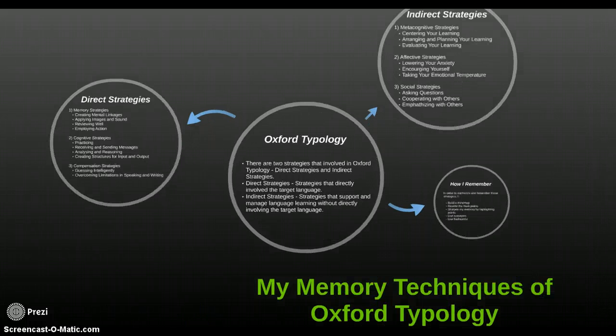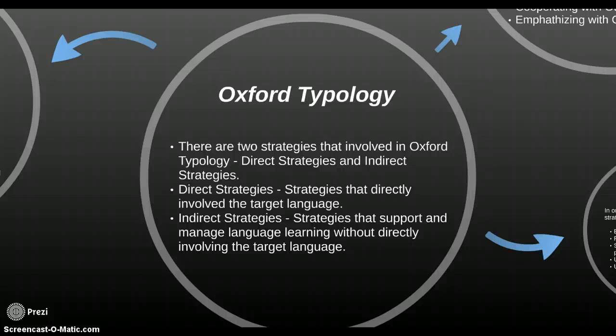Okay, first, what is Oxford typology? There are two strategies involved in Oxford typology: direct strategies and indirect strategies. Direct strategies are strategies that directly involve the target language, and indirect strategies support and manage language learning without directly involving the target language.